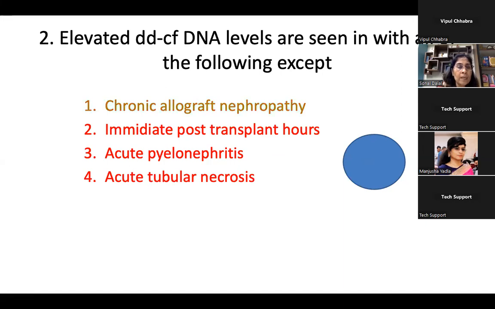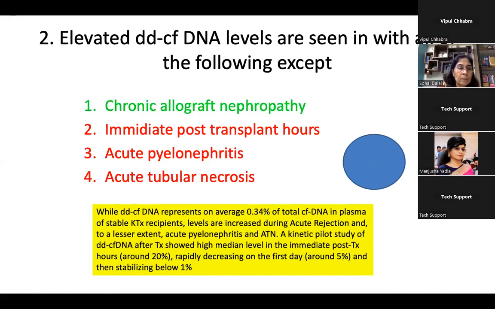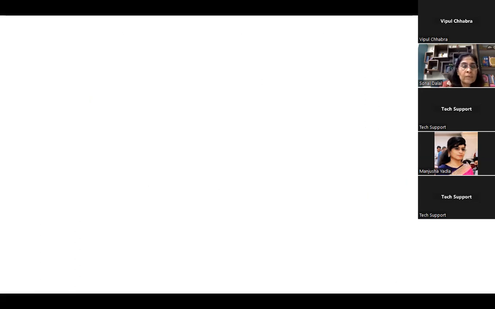Time up. The correct answer is chronic allograft nephropathy. Donor-derived cell-free DNA represents an average of 0.34% of total DNA. And a kinetic study of donor-derived cell-free DNA after transplant showed a high median level in the immediate post-transplant period, that is around 20%, which rapidly decreases after the first day to around 5%, and then stabilizes below 1%. But levels are increased during acute rejection and to a lesser extent in pyelonephritis and ATN. So the correct answer is chronic allograft nephropathy.